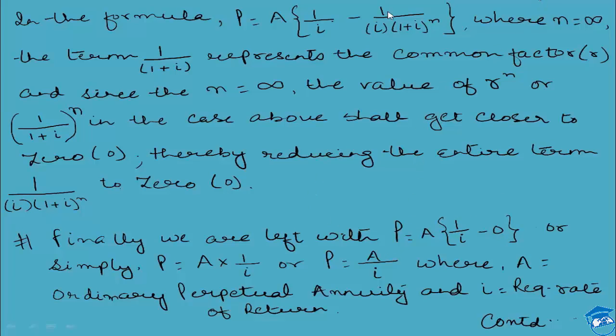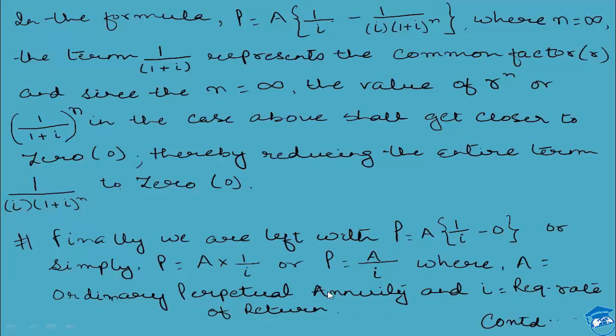So once again, students, when this entire term becomes 0, because 1 upon (1 plus I) to the power of n has turned into 0 and 0 into I is 0, therefore this entire term eventually becomes a big 0. So when this term becomes 0, it's quite a simple expression now: the entire P, or the present value, becomes a function of A into 1 upon I, or P is equal to A upon I. Once again, students, when this entire term becomes 0, we are just left with, within the curly brackets, 1 upon I minus 0, that is 1 upon I, and 1 upon I multiplied by A gives us P is equal to A by I, or A upon I.